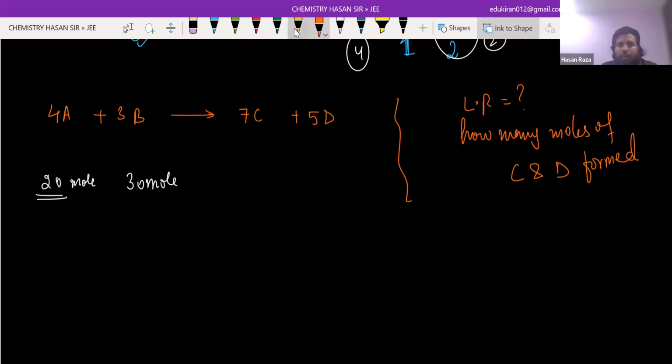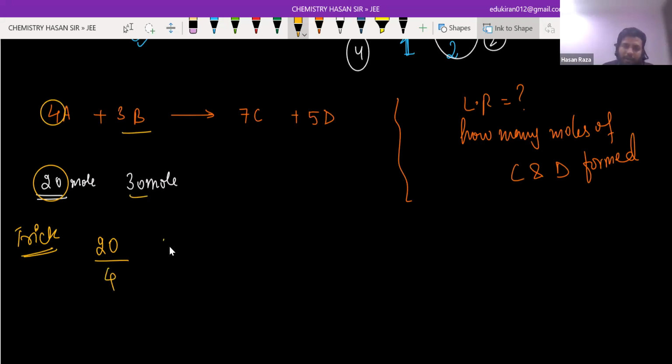First of all, you are going to apply the trick to calculate the limiting reagent. What was the trick? This is your 20 mole, so you write 20 divided by the moles in the balanced equation, which is 4. For the other reactant, 30 mole is given, and the number of moles in the reaction is 3. So 20 divided by 4 is 5, and 30 divided by 3 is 10. This value is smaller and this value is greater, so the one which is smaller is the limiting reagent. That means A is the limiting reagent. Are you getting my point?